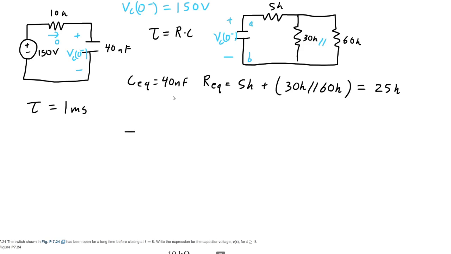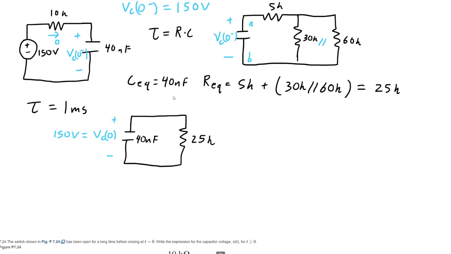I'm going to have a resistor in series with this capacitor. And it's going to be charged to the initial voltage of 150. Still have the 40 nanofarad. And this is going to be our R equivalent, so I'll put 25 kilo ohms. That's the effective resistance seen by this capacitor. So we have one current in the circuit, we'll call it Ic(t).